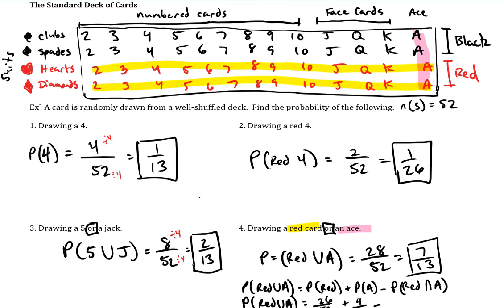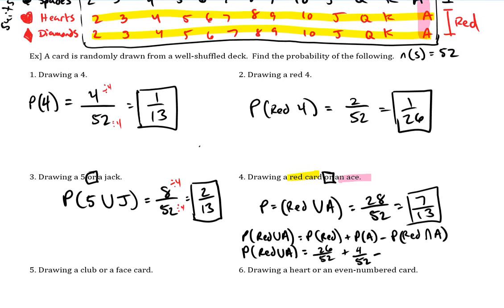So the highlighter still shows that. Where the pink and the yellow overlap, there are 2 cards. So I would minus 2 out of the 52. And then, when this simplifies, it is 28 out of 52, or eventually 7 out of 13. So it's the same answer. Okay, so it's just 2 different ways to go about it.